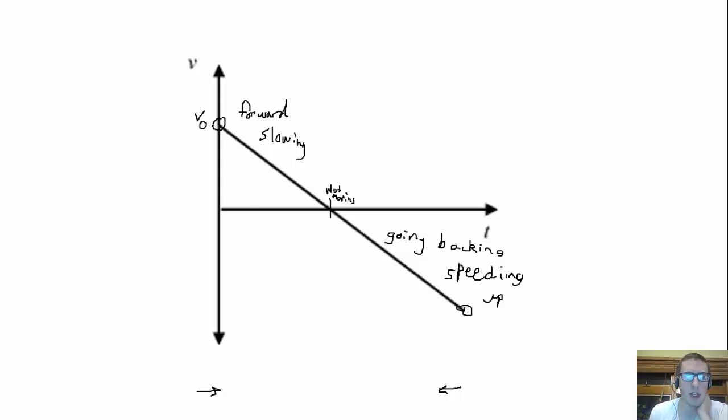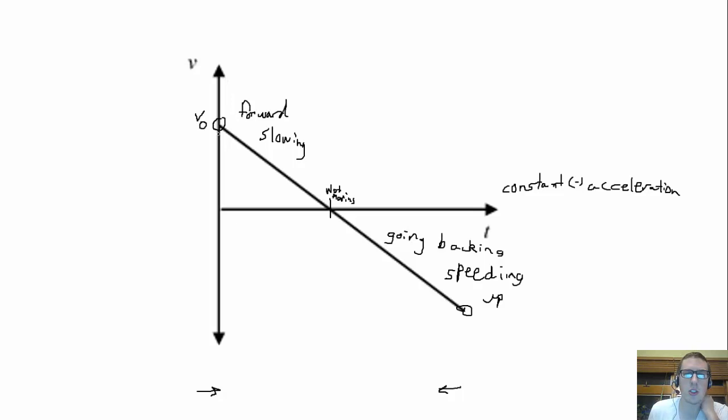And this is just, if we have a nice change like this, a nice line like this, a constant acceleration. Remember, acceleration is just the change in velocity over time. Constant acceleration. And it's a negative acceleration. Negative acceleration. It's an acceleration moving backwards.